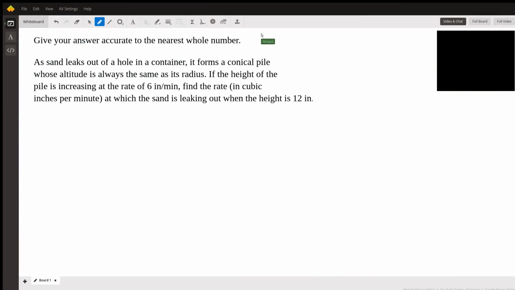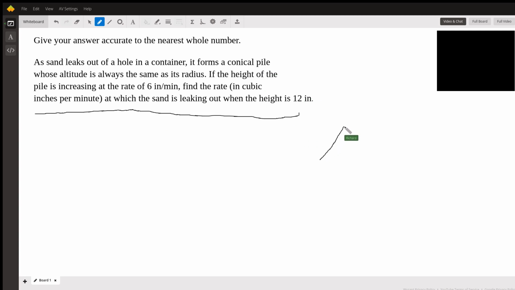I'm answering a question submitted by a student who's taking calculus and they are studying related rates. That's the topic of this problem. So there's the problem up there. And it never hurts to have a little sketch.